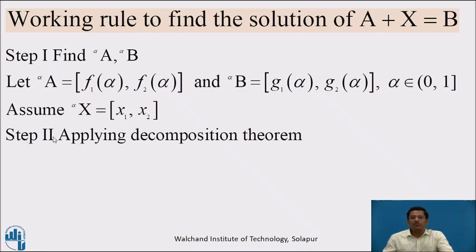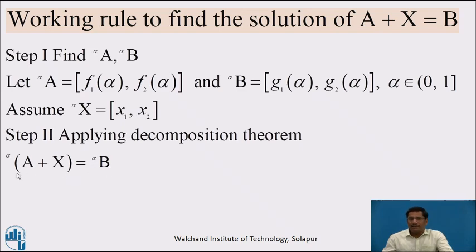Now step number 2 is applying the decomposition theorem. We know that the decomposition theorem asserts that the alpha cut of the sum of two fuzzy numbers is exactly equal to the sum of the alpha cuts of the corresponding fuzzy numbers. So for the equation a plus x equal to b, taking alpha cut on both sides, we have alpha cut of a plus x is equal to alpha cut of b.